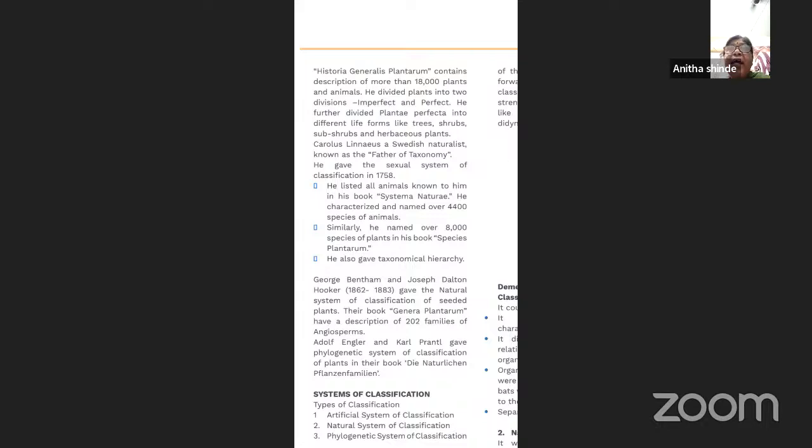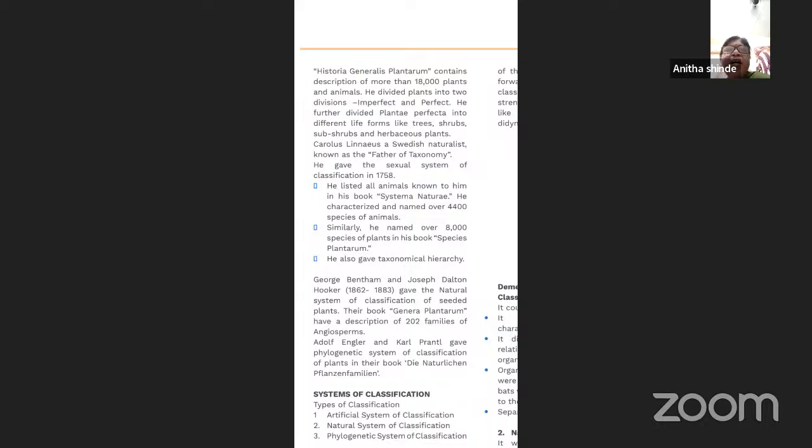Now, taxonomical hierarchy means that, based on their taxonomy, he classified both the plants as well as the animals into different phyla, into different groups, and he has given us that. So that is why he is considered to be the father of taxonomy. What we are talking about, binomial nomenclature, is the generic name as a genus as well as a species. So the credit goes to him.